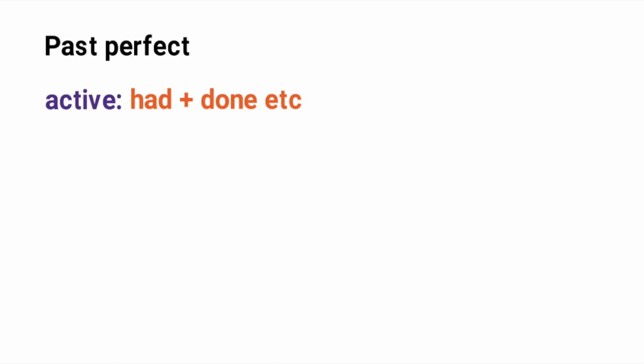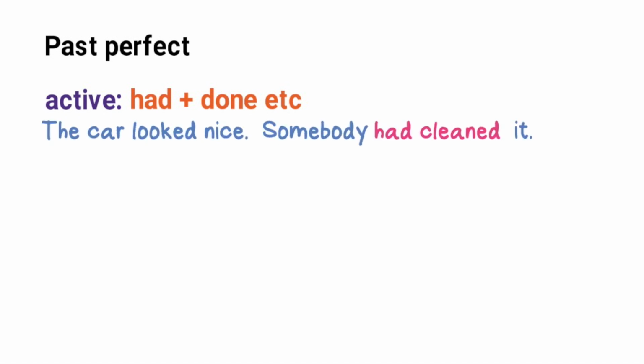So here we have the sentence, the car looked nice, somebody had cleaned it. So remember, we use the past perfect to show an action happening before another action in the past. So the car looked nice in the past, somebody had cleaned it before it looked nice, so we use the past perfect. Here, this is an active sentence because somebody is doing the action of cleaning.